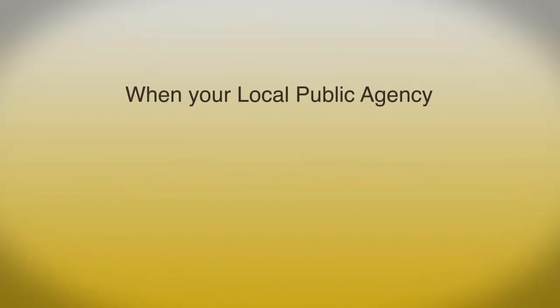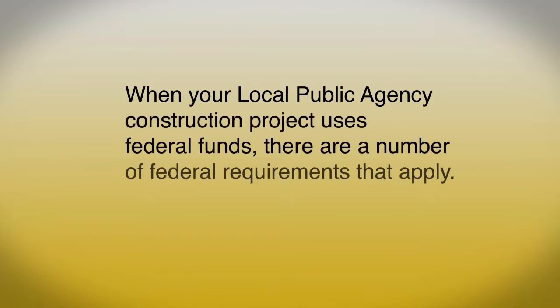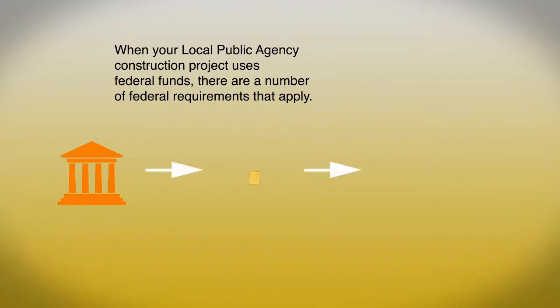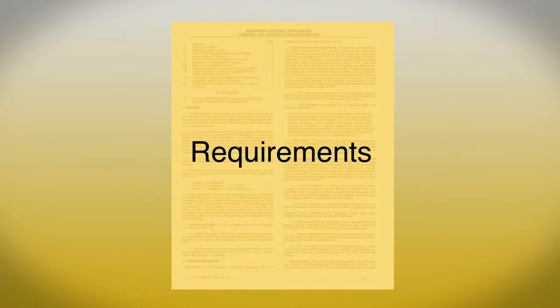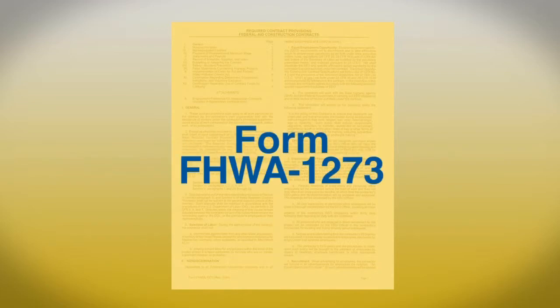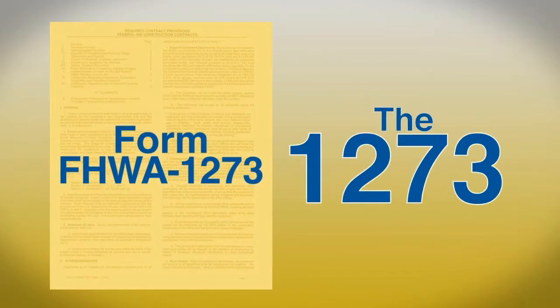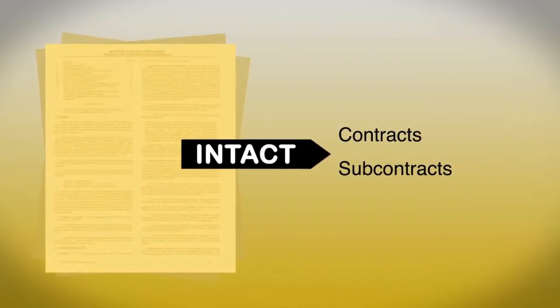When your local public agency construction project uses federal funds, there are a number of federal requirements that apply. For this reason, make sure the federal government's requirements are included in the project contract between your agency and the contractor. To make it easy, the Federal Highway Administration has put these requirements into Form FHWA-1273. This document is often referred to simply as Form 1273 or the 1273. It is to be inserted intact in all your federal aid contracts and subcontracts.